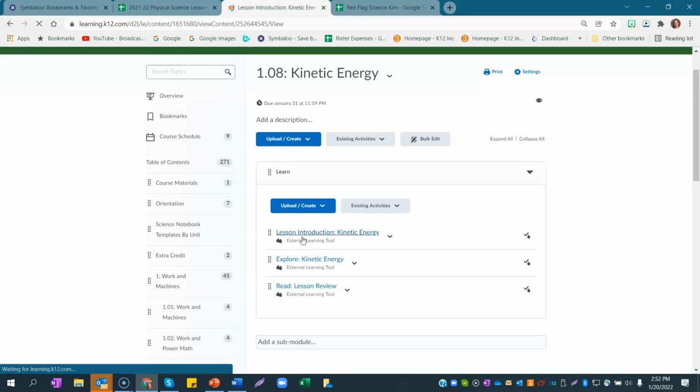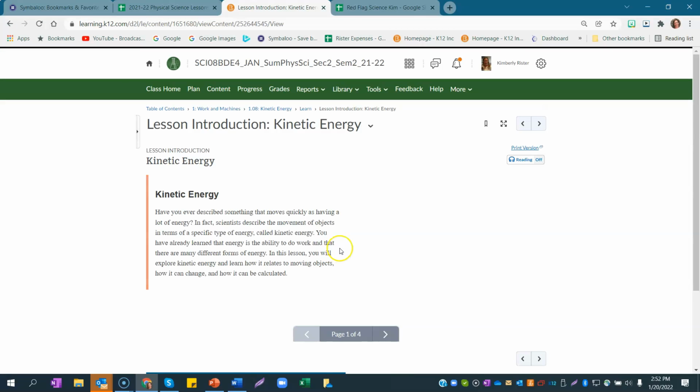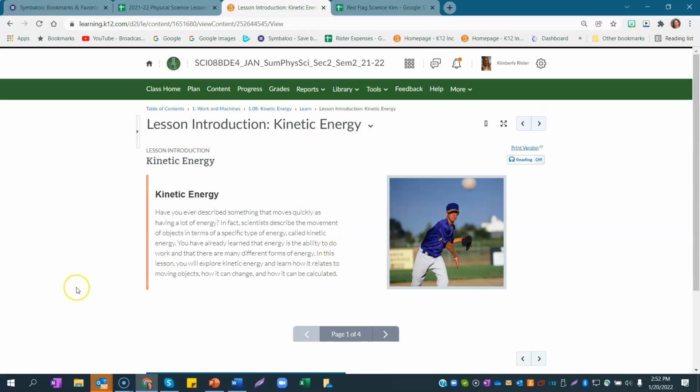So as we jump into kinetic energy, look at our lesson introduction. Have you ever described something that moves quickly as having a lot of energy? In fact, scientists describe the movement of objects in terms of a specific type of energy called kinetic energy. You've already learned that energy is the ability to do work, and there are many different forms of energy. In this lesson, you will explore kinetic energy and learn how it relates to moving objects, how it can change, and how it can be calculated.